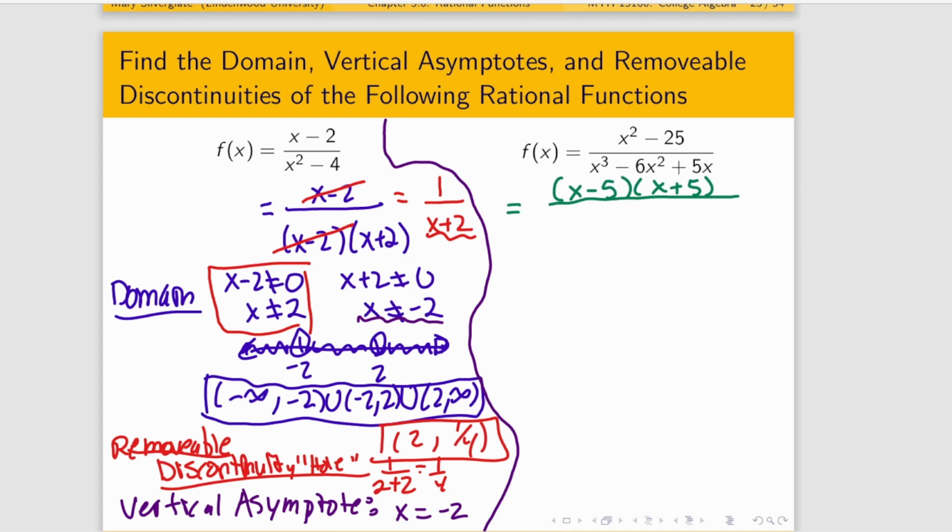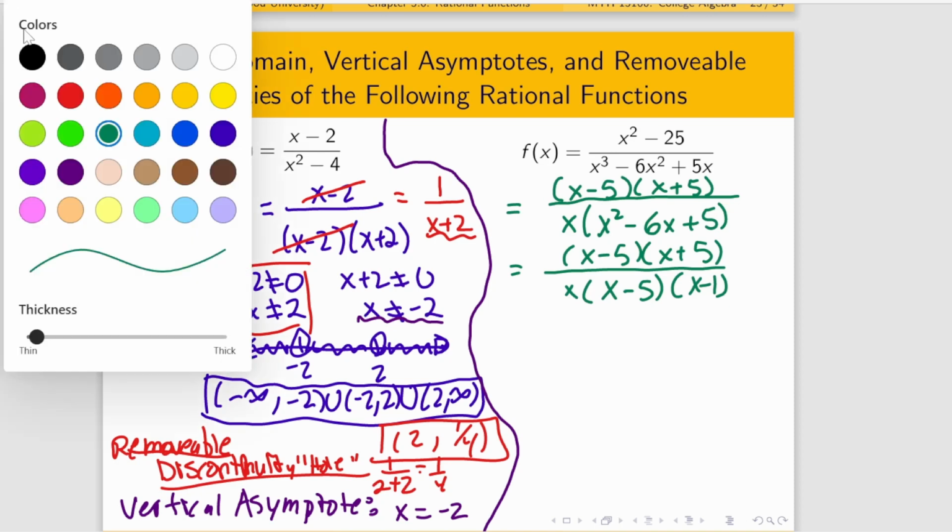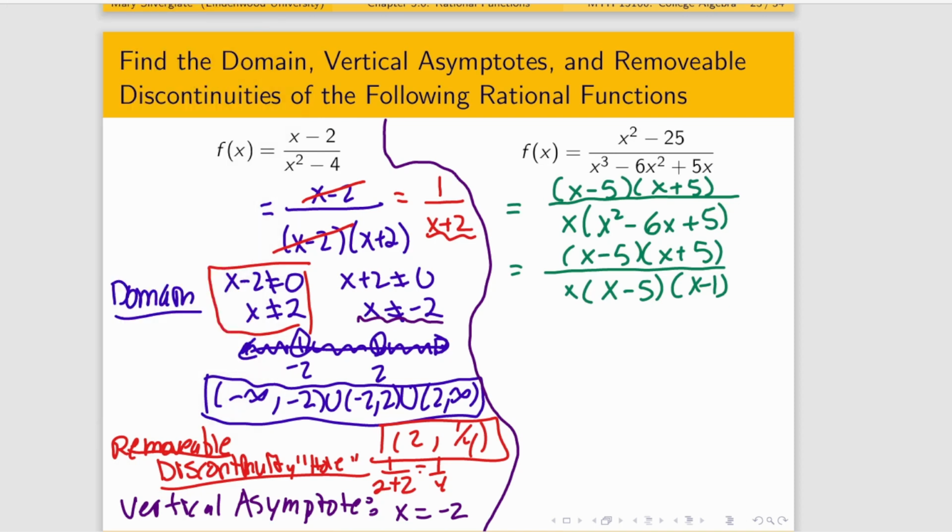For the next part, we want to first factor out an x, and that would leave us with x squared minus 6x plus 5. Then we want to factor that further. We want to ask ourselves what multiplies to positive 5 and adds to negative 6. That would be negative 5 and negative 1. And now we're all ready to talk about domain, removable discontinuities, and vertical asymptotes.